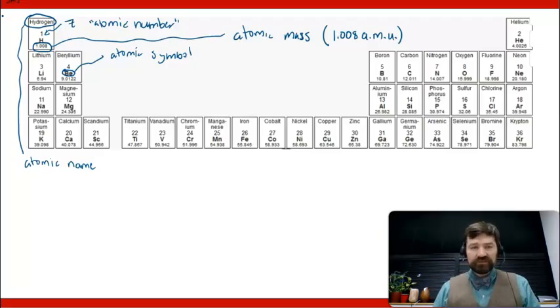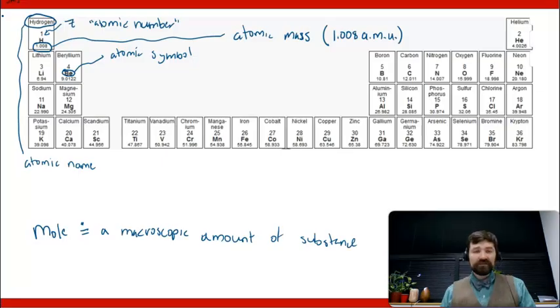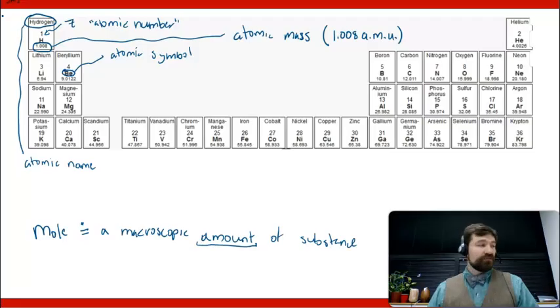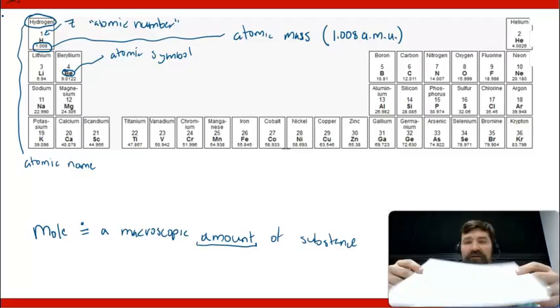So this kind of defines for us the mole. The mole represents, we could say, a macroscopic amount of substance, and this amount implies that what you're doing is having many atoms. To use an analogy, I have here one piece of paper, okay, and maybe I want to know the mass of this piece of paper.